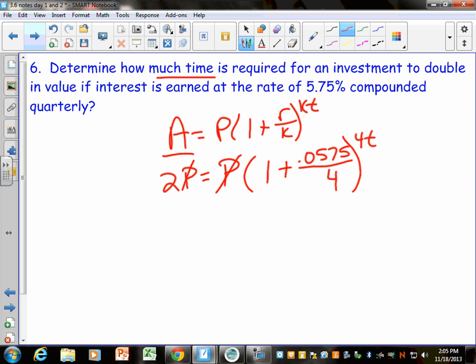You can divide the P out. If it was me, I would put this on my calculator and write all those decimals down, see if you can LN both sides, see if you can get an answer for time, and then we'll talk about how we round it for the quarterly.